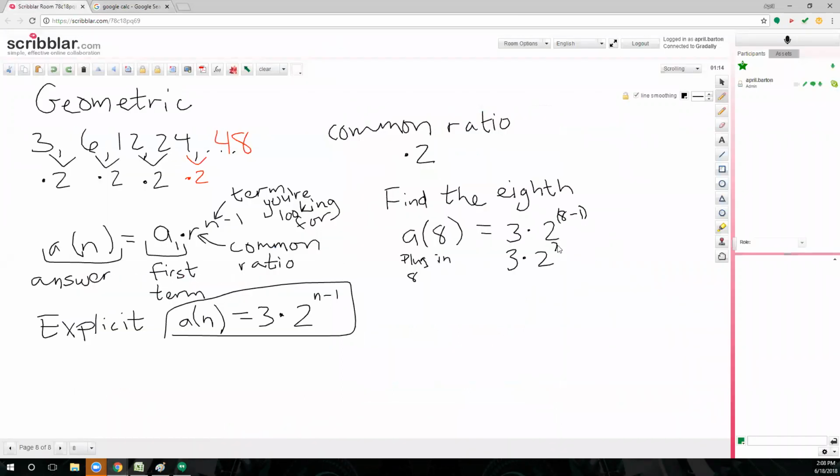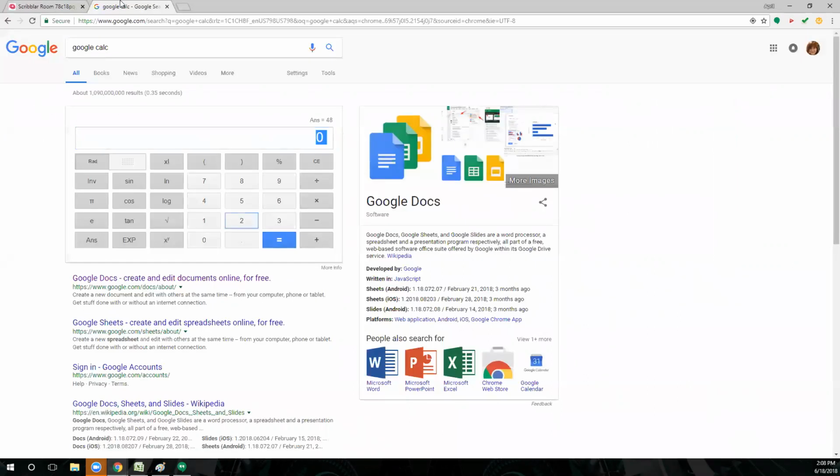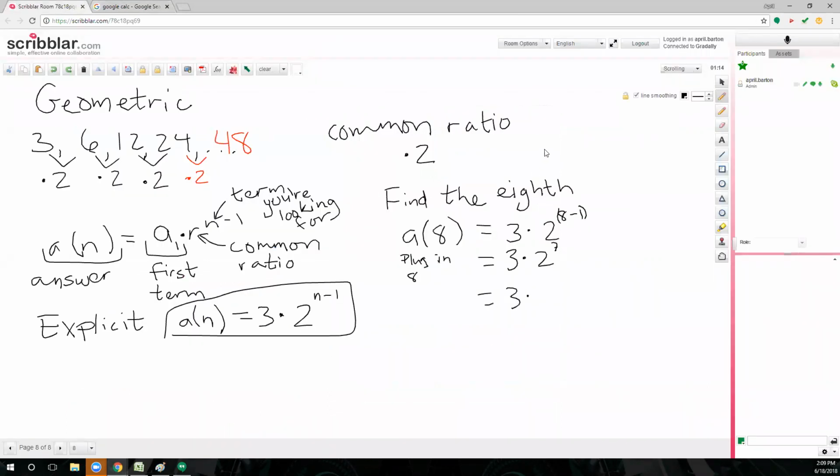So let's still take it piece by piece though. You could type the whole thing if you're comfortable with that, or you could say, I know exponents come next, and we can just do 2 raised to the 7th. Some calculators don't use an XY button. Some calculators use a little triangle type piece.